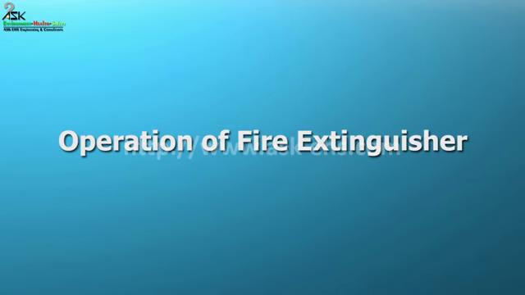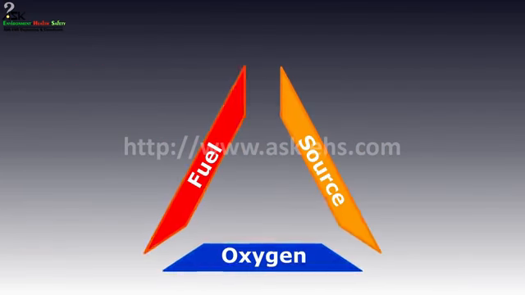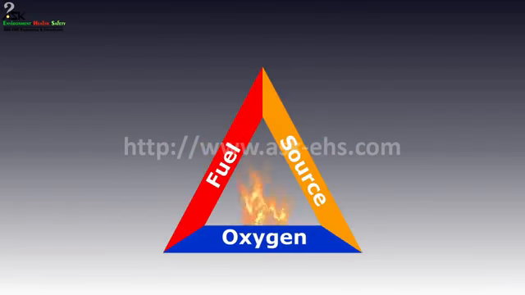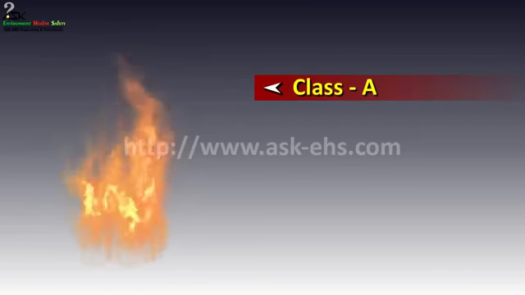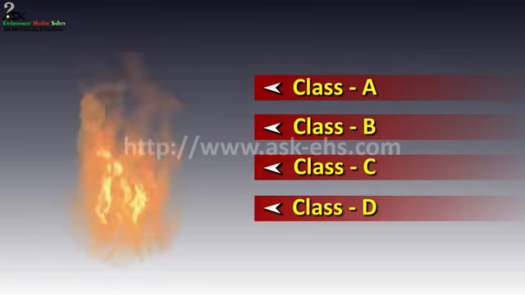Operation of fire extinguisher. There are three main reasons for fire: fuel, oxygen, and source of ignition. By removing any one of them, fuel or oxygen, we can stop fire. Fire is categorized in four parts: Class A, Class B, Class C, and Class D.